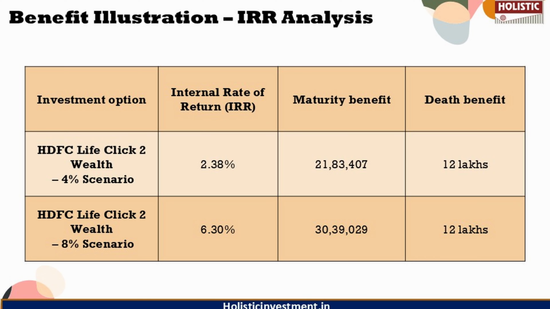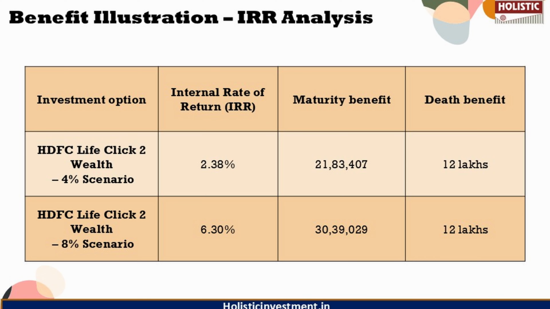So at 4% per annum, the internal rate of return is 2.38% as per the policy's maturity calculator, with a maturity benefit of 21,83,407 rupees. And at the 8% scenario, which is the best case scenario, the internal rate of return is 6.30% with a maturity benefit of 30,39,029 rupees. So an IRR which ranges from 2 to 6% is not something you can consider as justifiable for the risk you have taken and for the long term investment you have made in it.